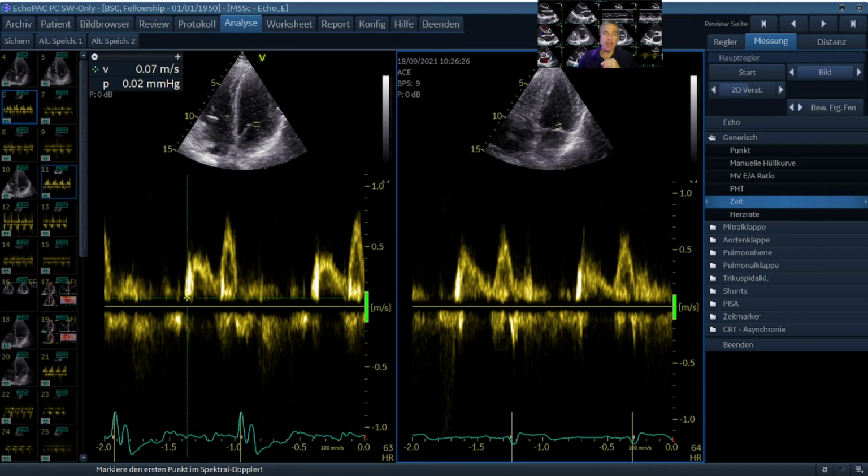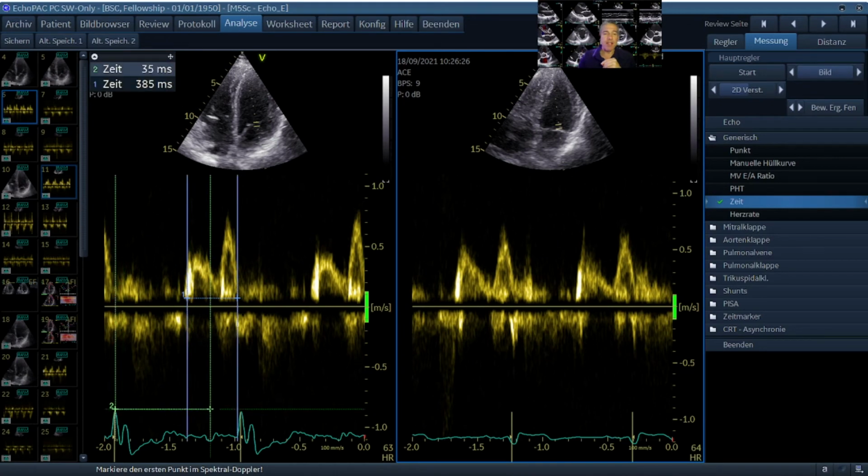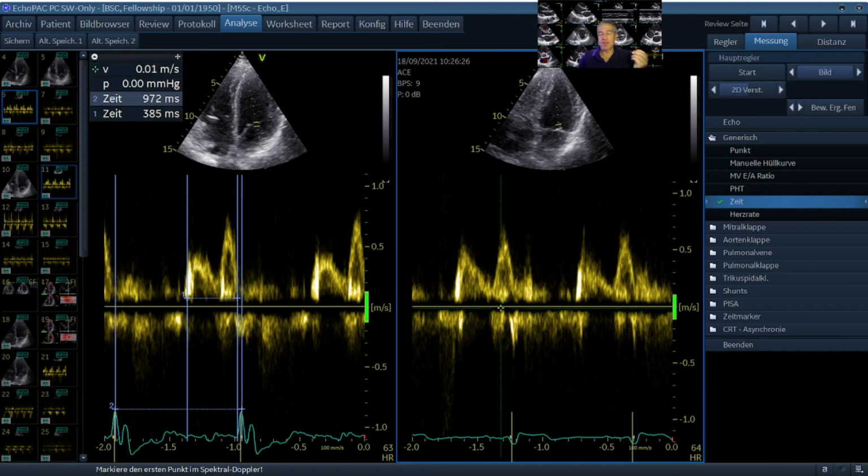of the transmitral filling during off-pacing, and I check always for the cycle length here. We have 385 milliseconds with a cycle length of 970. So this, if you take it as a percentage, this is clearly below 40% of the cycle length.